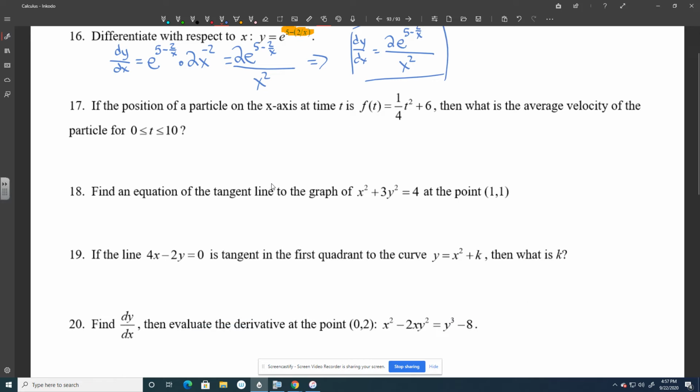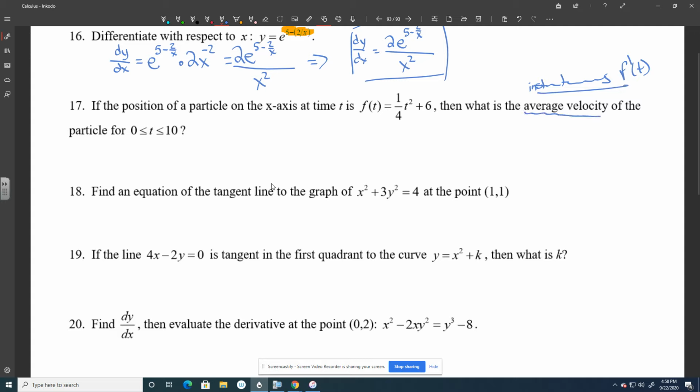All right, 17. If the position of a particle on the x-axis at time t is f of t equals 1/4 t squared plus 6, what is the average velocity of the particle for the interval 0 to 10? So it gives us a position function with our x measured in time. Now it's asking for average velocity. If this was asking for the instantaneous velocity, we would take the derivative. We would take f prime of t. But it doesn't want instantaneous velocity.